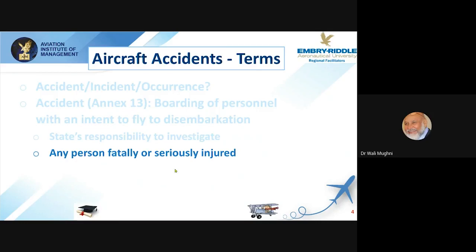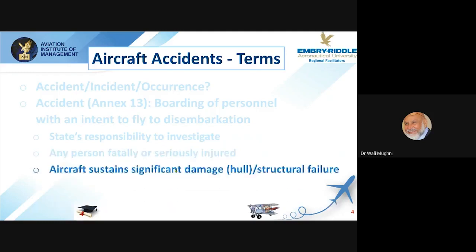The limiting factor that has been given in Annex 13 is 30 days. So if somebody gets injured and he dies within 30 days, that aircraft would be categorized as an accident. Let's say somebody gets into the aircraft and a crash landing takes place, and one person from that occurrence is very seriously ill, admitted into the hospital, and if he dies within 30 days, that occurrence would be termed as an accident. After 30 days, it will remain as a serious incident or a very serious incident, but not an accident.